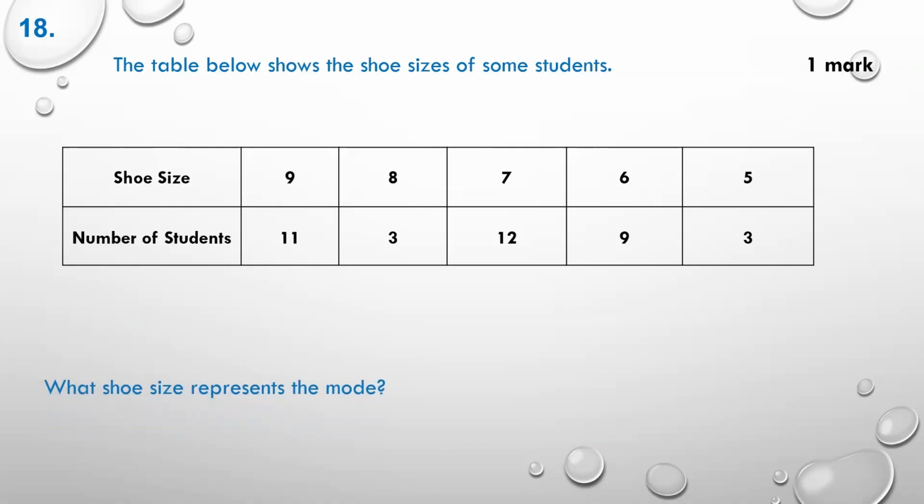So let's recall mode, let's spell it, M-O-D-E, means the most, M-O-S-T. So which one of those appears the most? Now, what are we talking about? They're asking us about what shoe size. So we can see easily that 12 out of the number of students, we have 11 students, 3 students, 12 students, 9 and 3. 12 is clearly the most.